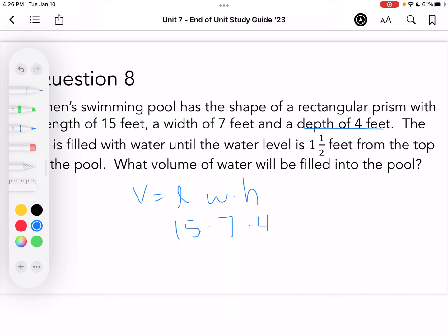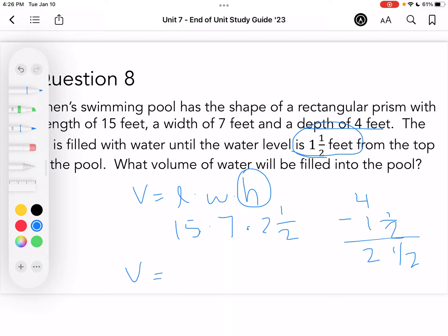The water is filled until the level is 1.5 feet from the top. So that affects only the height. What is the volume of the pool? Well, instead of 4, 4 minus 1.5 would give me 2.5 feet. So on my calculator, I'm doing 15 times 7 times 2.5, and I get a volume of 262.5 feet cubed.